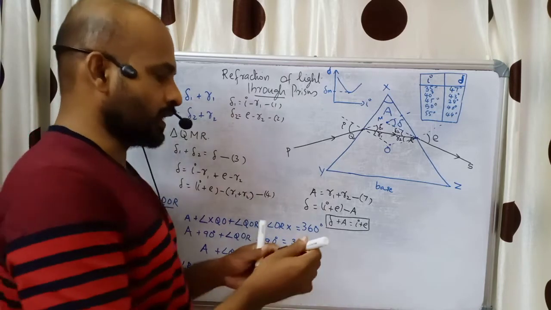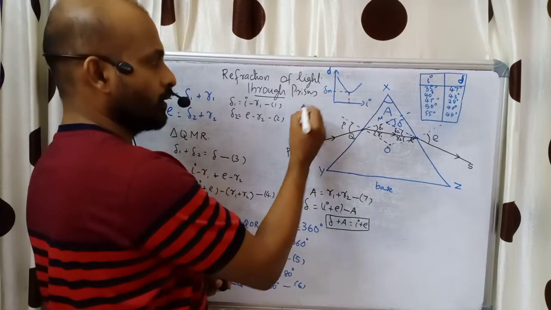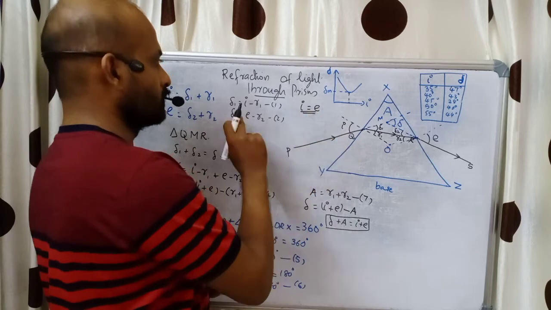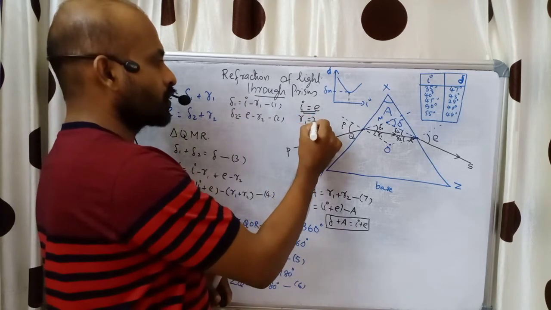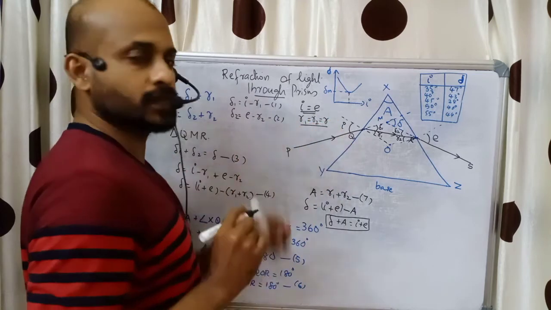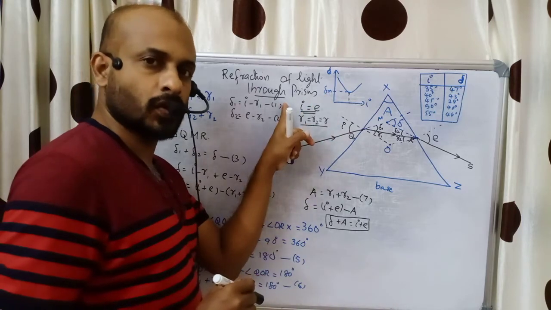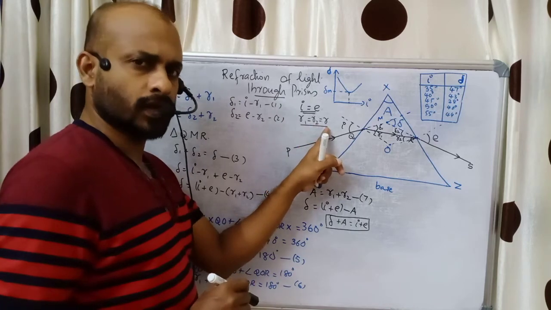At the minimum deviation angle, there are two things to be noted. That is, at this angle of minimum deviation, i is equal to e. Both will be equal. And r1 and r2 will both be the same. We can give another symbol, r. At the angle of minimum deviation, the angle of incidence equals the angle of emergence, and r1 equals r2, which we call r.